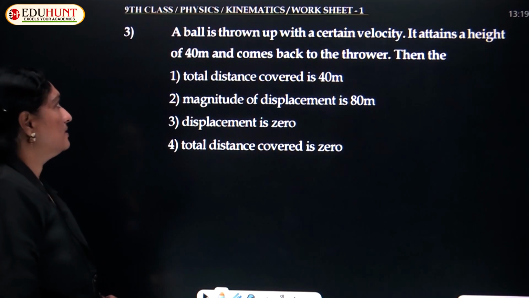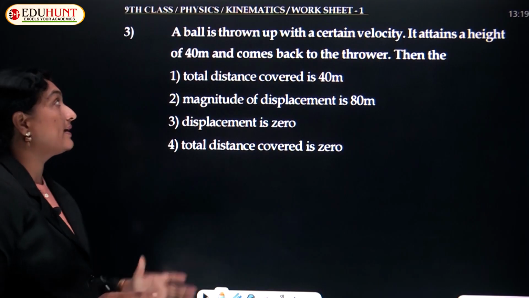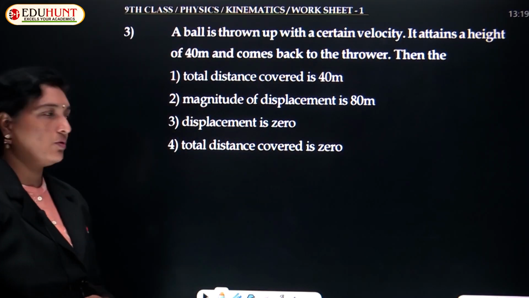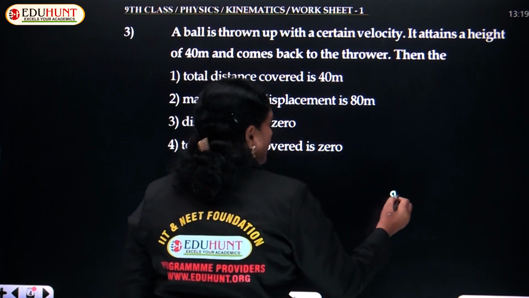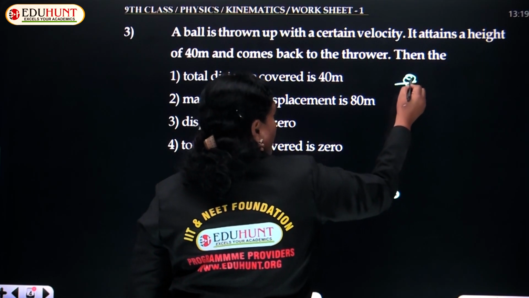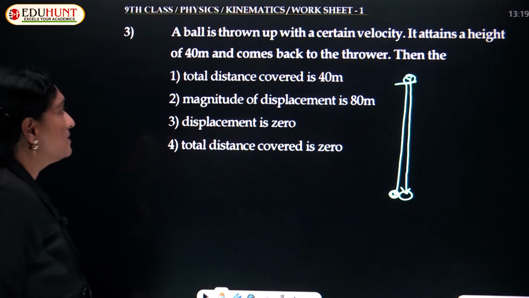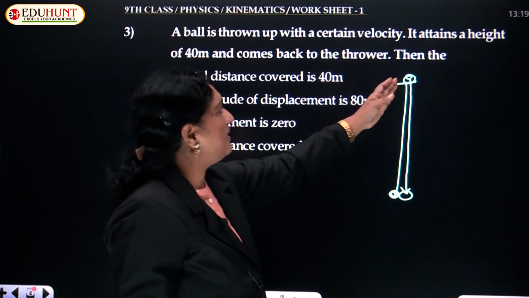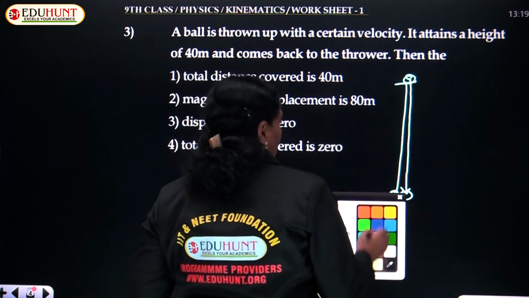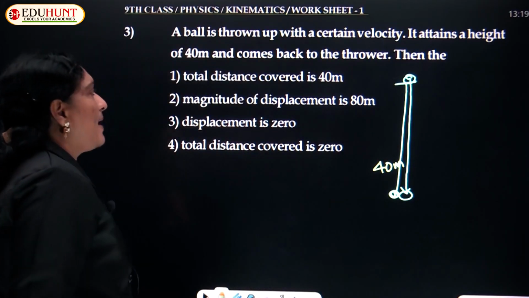Moving to the next question, the third one. A ball is thrown up with certain velocity. It attains a height of 40 meters and comes back to the thrower. So, what is given, children? The ball reaches a certain height and again falls downwards to the same height. The ball is thrown up with a certain velocity. It attains a certain height. And what is the height given, children? The height is given as 40 meters. And it comes back to the thrower.